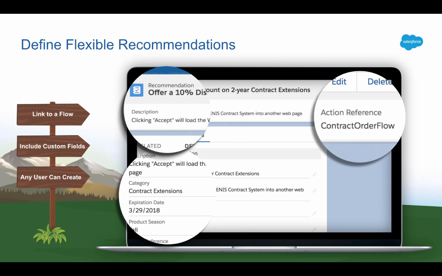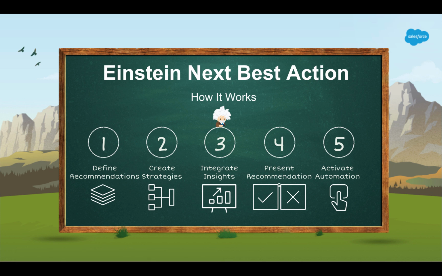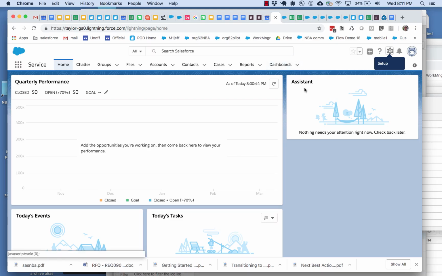Recommendations represent specific possible offers or actions that you might want to have the Next Best Action system make. We're going to start by defining some recommendations, and we're going to create a strategy, build it up, and show how it's used.